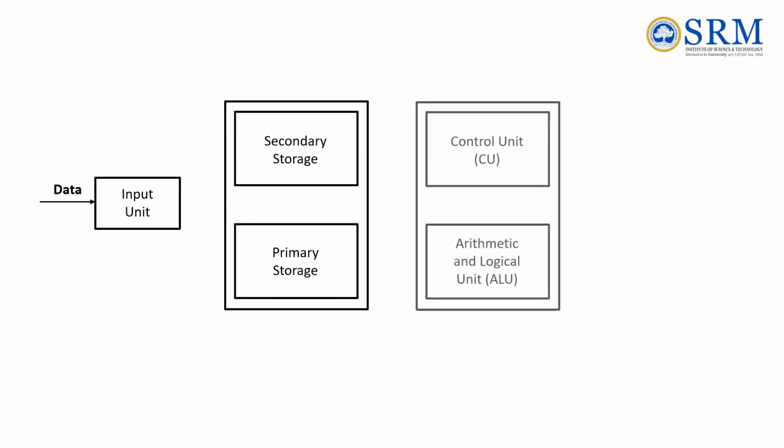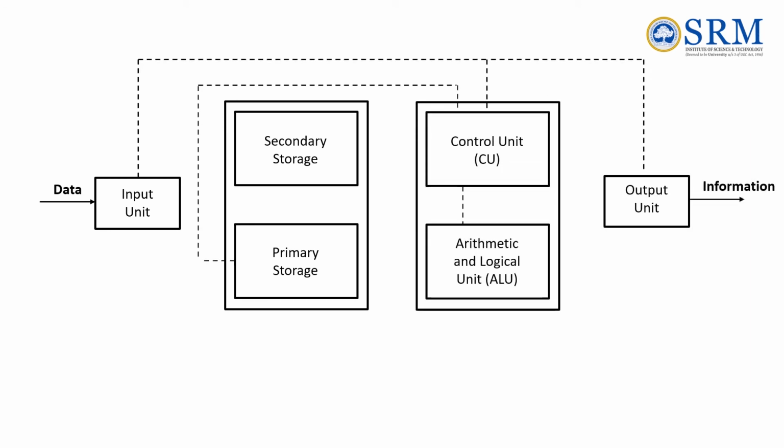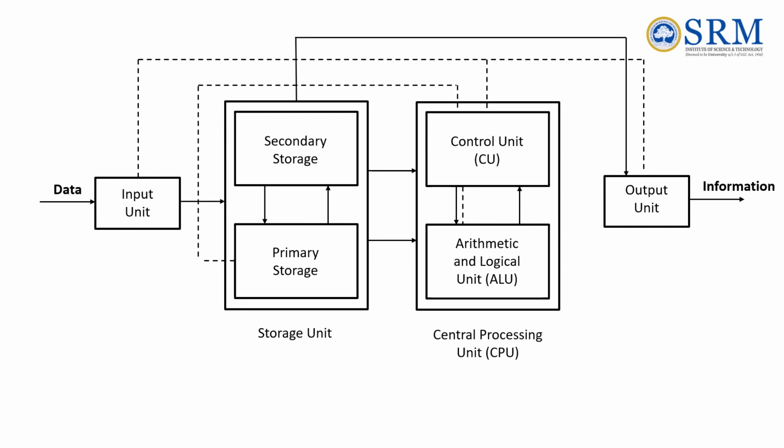ROM data flow. There are 4 major components required to read or write data to and from the ROM, which is secondary storage. These are input unit, storage unit, central processing unit and output unit. The storage unit consists of primary and secondary memory, which is RAM and ROM respectively, while the CPU consists of control unit and arithmetic and logic unit.